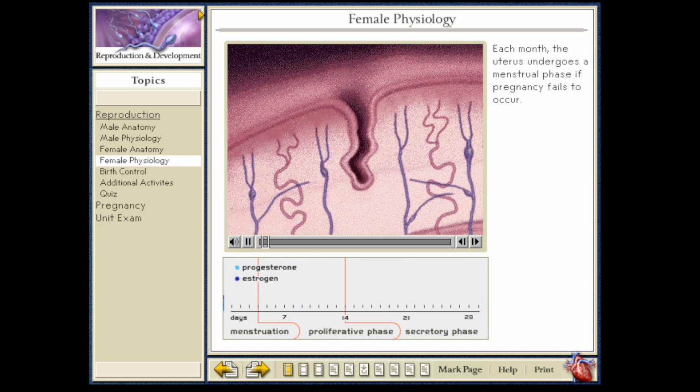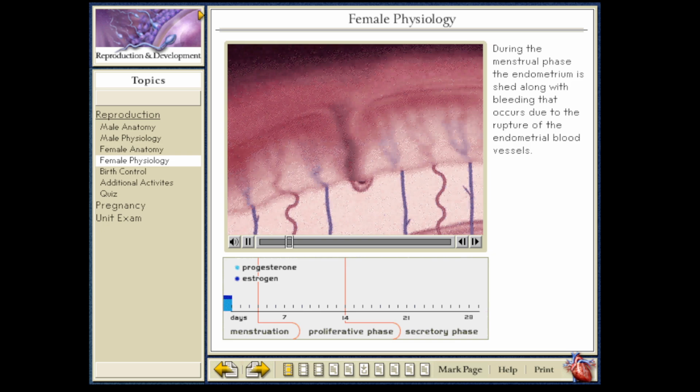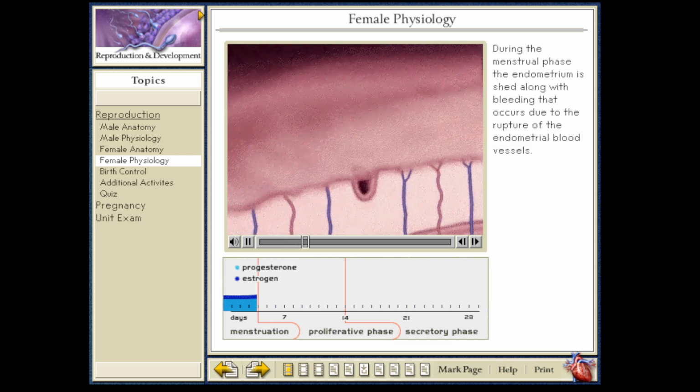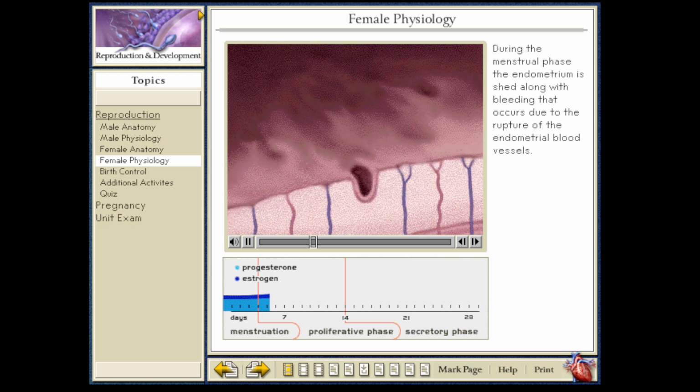Each month, the uterus undergoes a menstrual phase if pregnancy fails to occur. During the menstrual phase, the endometrium is shed along with bleeding that occurs due to the rupture of the endometrial blood vessels.